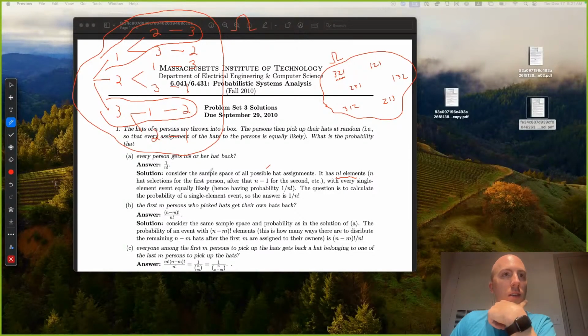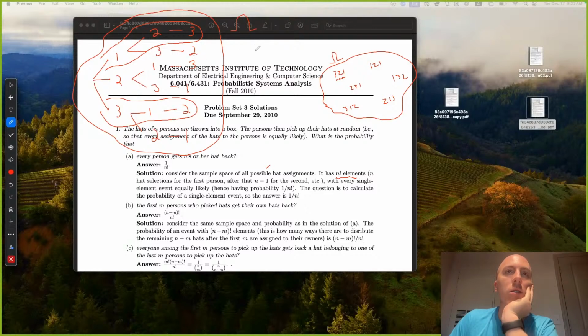So we say, consider the sample space. It has n factorial elements. Well, how many elements does it have? Well, then it's like how many branches does this tree have, which is like how many leaf nodes does it have?